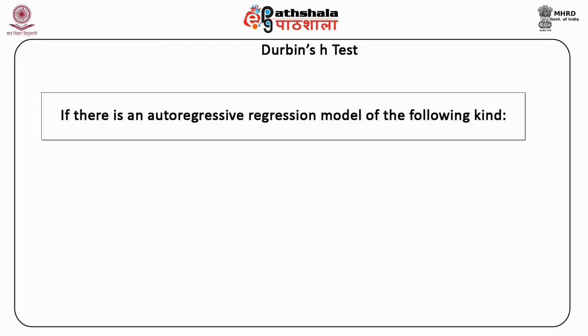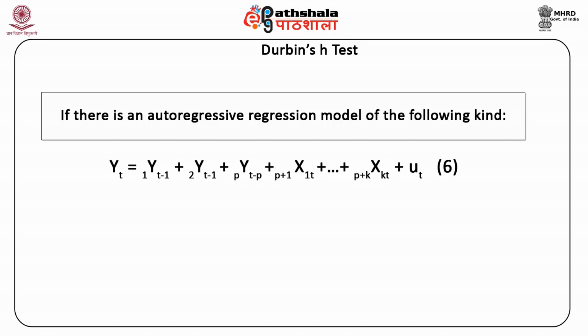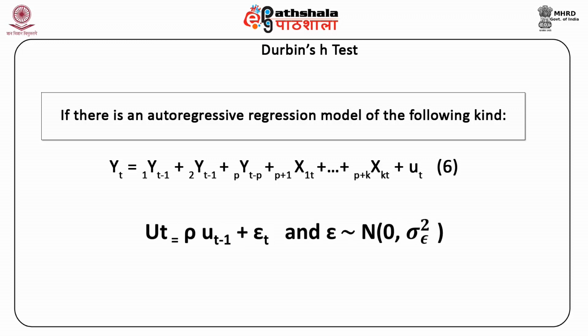He said if there is an autoregressive regression model of the following kind, which is yt is equal to beta 1 yt minus 1 plus beta 2 yt minus 2, and so on up to beta p yt minus p plus beta p plus 1 into x1t plus so on up to beta p plus k xkt plus ut, which is our equation 6, where ut is equal to rho ut minus 1 plus epsilon t, and epsilon is distributed normally with zero mean and variance sigma epsilon square.